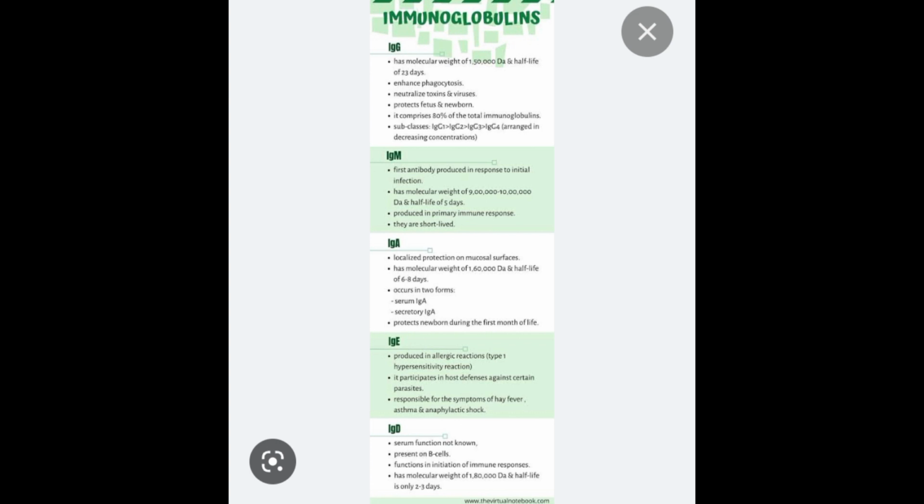IgD is increased in chronic infection and IgD myeloma. IgE is increased in atopic skin diseases such as eczema, hay fever, asthma, anaphylactic shock, and IgE myeloma. IgE is decreased in congenital agammaglobulinemia and hypogammaglobulinemia due to faulty metabolism or synthesis of immunoglobulin.